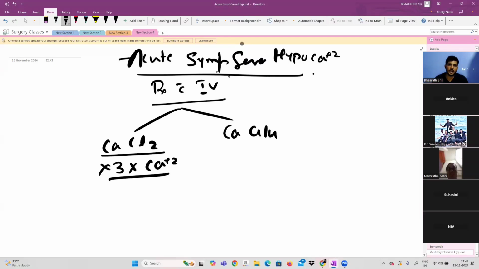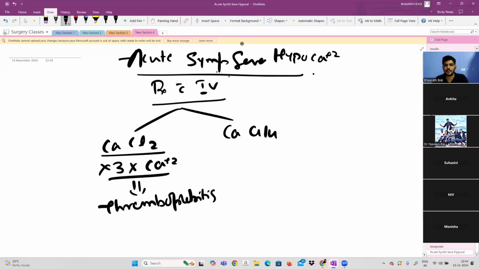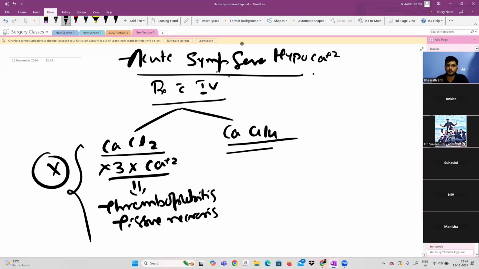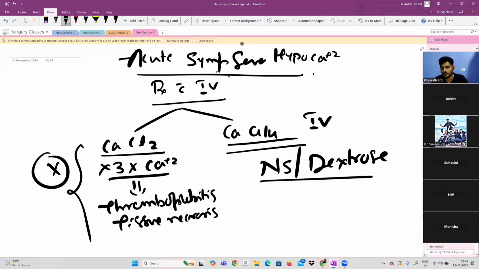But the problem is rapid infusion of this calcium chloride would lead to thrombophlebitis. And because of this thrombophlebitis, it gets extravasated and it causes tissue necrosis. Even though it contains good amount of calcium, because it causes thrombophlebitis and tissue necrosis, we do not use calcium chloride. We give calcium gluconate, right? So calcium gluconate is given in the form of IV. It has to be given either in NS or in dextrose. But NS is what we usually prefer.